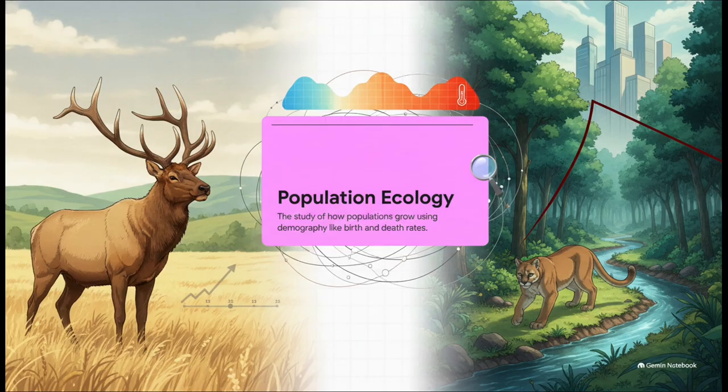Or consider the Anaheim cougars down in Southern California. Their populations are semi-isolated in these small mountain ranges, and they rely heavily on really narrow vegetated corridors along streams just to travel and survive. If a proposed urban development severs that corridor, that isolated population shrinks and could face local extinction.